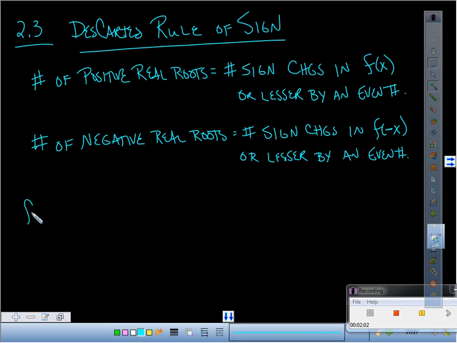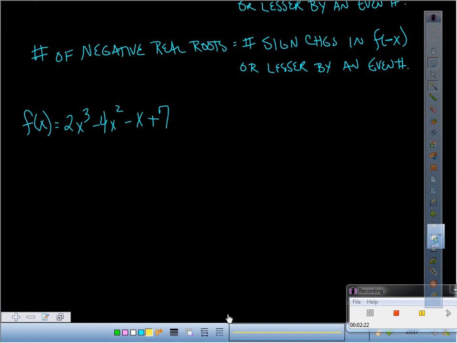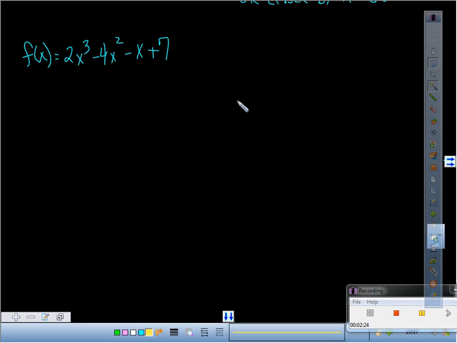If I give you a polynomial, f of x, let's say 2x to the third minus 4x squared minus x plus 7. Okay? Now, let's pretend like we're doing the little 50-point test, right? What's the number of solutions that this thing has? How do you know that? The highest degree. The highest exponent is the degree of the polynomial.